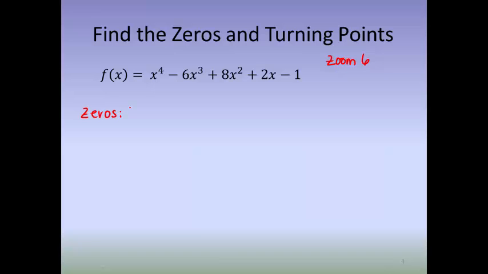And I first want to say, well, how many zeros do I think I'm going to find? And I believe I'm going to find 4 zeros. I see that this crosses 4 times. So I will repeat this process 4 times to find those zeros, choosing left and right bounds. I would like you to pause the video and try this on your own.